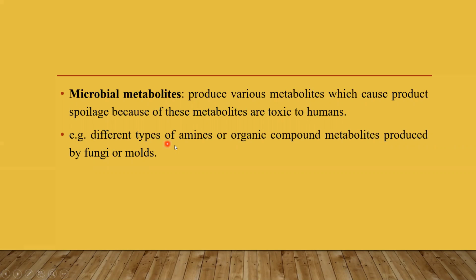As an example, different types of amines or organic compound metabolites are produced by fungi or molds. The examples of these metabolites are different types of amines and organic compounds. They are produced by fungi and molds if they contaminate the formulation. If that formulation is consumed by a user, then there is a 100% chance of toxic effects on the human being who uses this formulation.